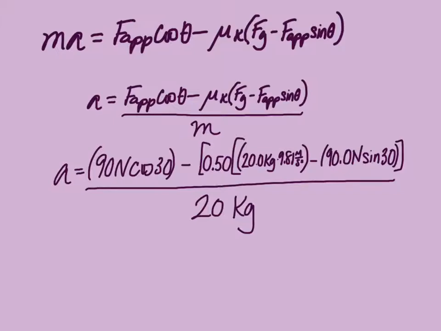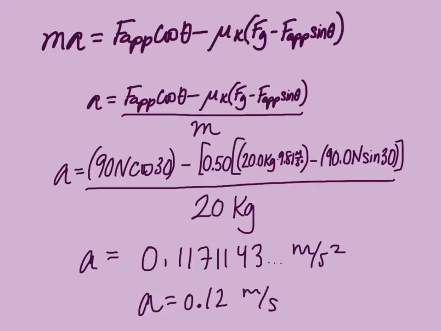brackets, mass gravity, 20 kilograms times 9.81 meters per second squared, minus 90 newtons times sine 30. The result of that is multiplied by the mu k, 0.5, and that quantity is subtracted from 90 cosine 30, and the whole bloody mess is divided by 20 kilograms, which gives us 0.11711 blah blah blah meters per second squared for our acceleration. Sig figs 2, 0.12 meters per second. Oops, don't forget your squared.